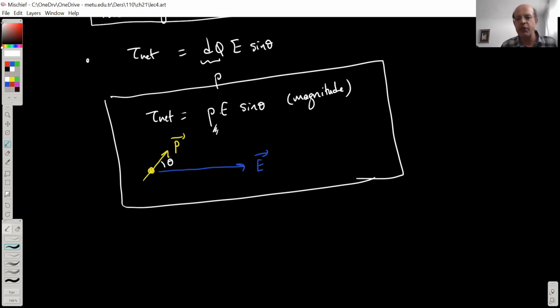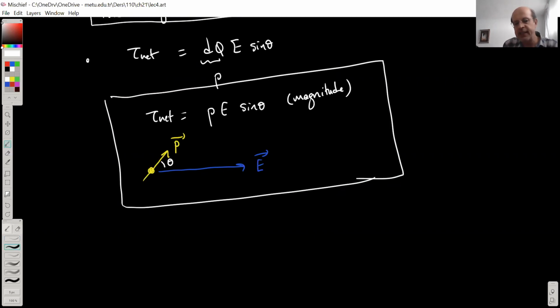And there are no other expressions here except the geometrical angle between these two vectors. So as a result, it is basically the simplest possible expression. We don't have any distances or anything like that. We can even simplify further.